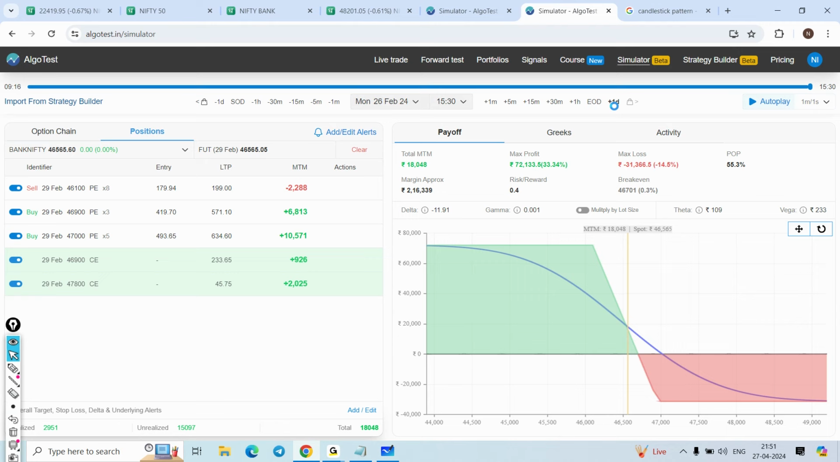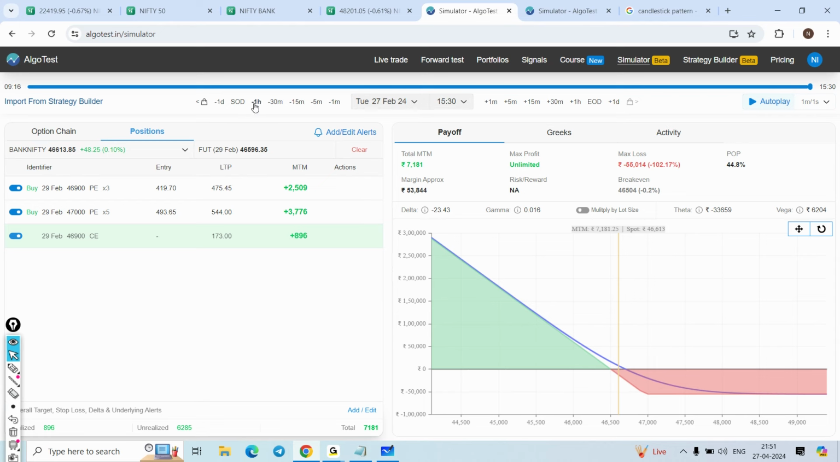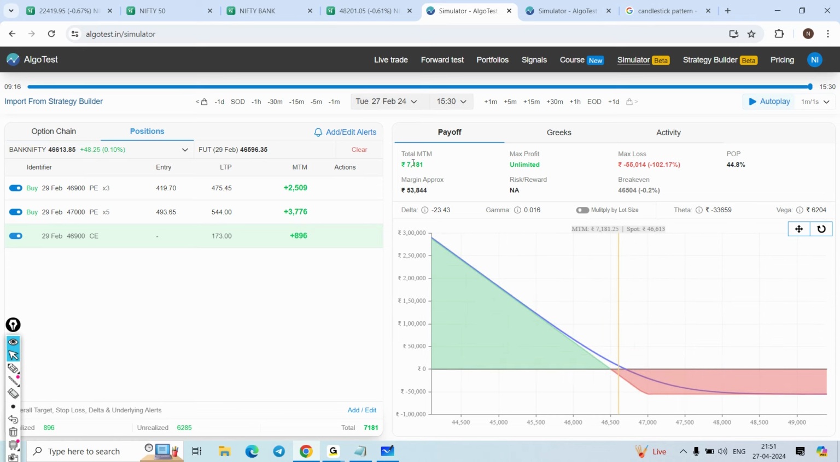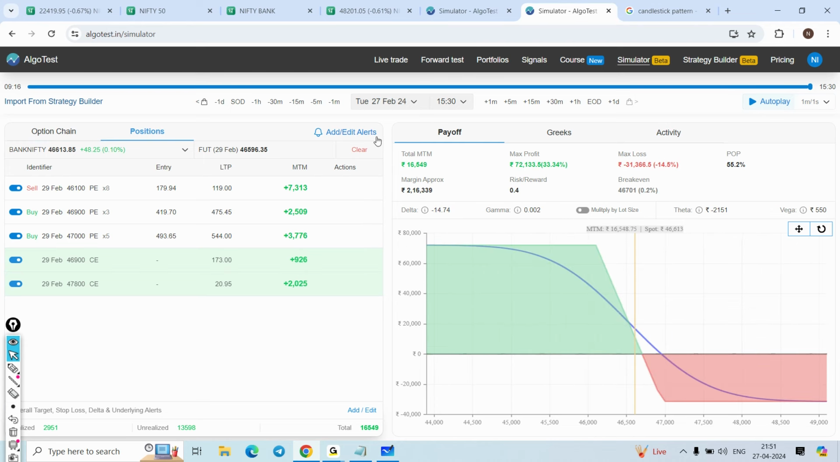Just see, I'll go on Tuesday, one day forward. This fluctuation might also create pressure. 18,000 profit, one day forward, 7,000. Almost 60% profit wiped out. Just look at this. One day forward, 18,000, 16,000.